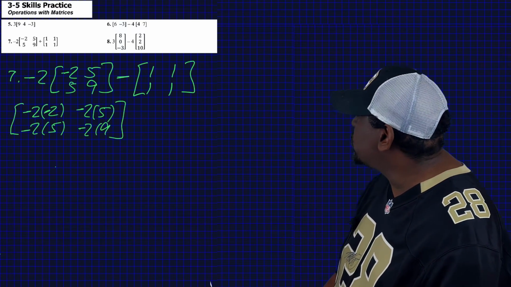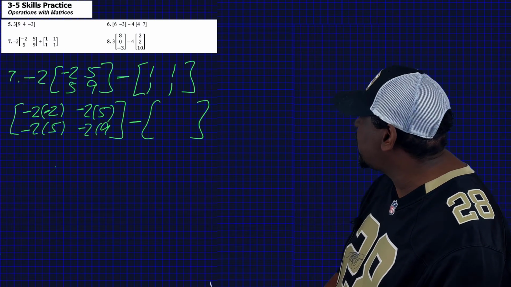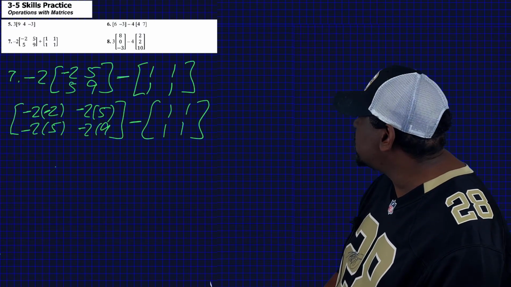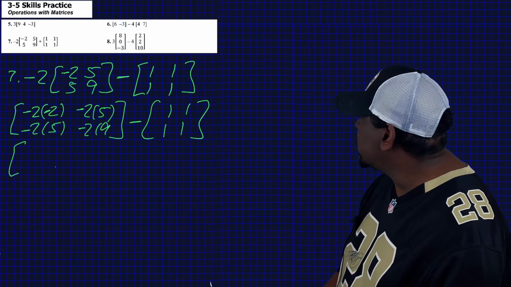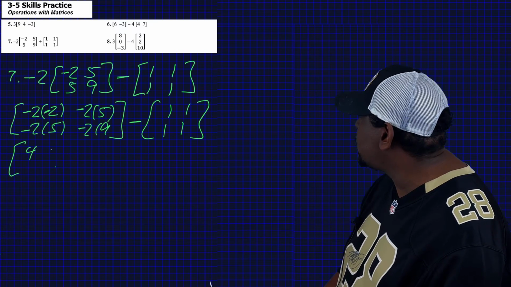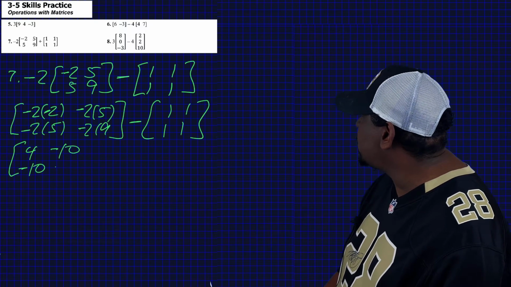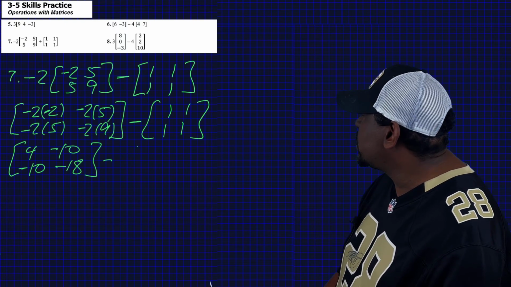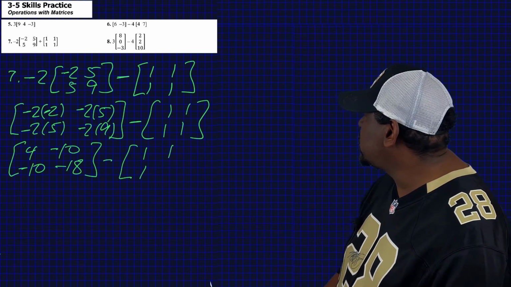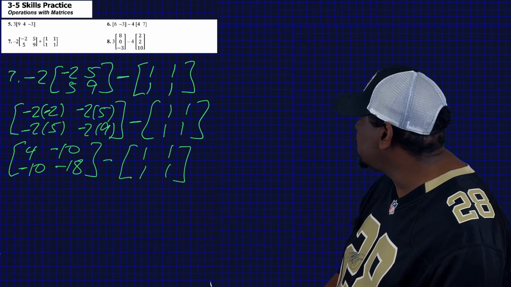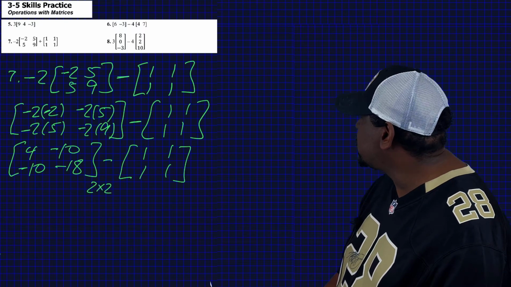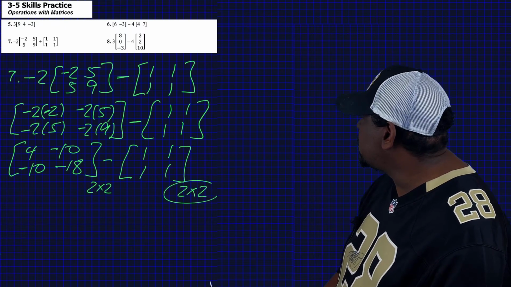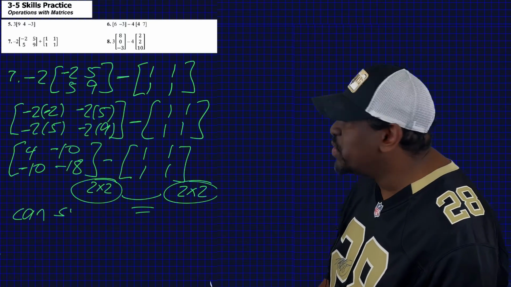So the first step is we distribute that negative 2, that's the scalar, into all 4 quantities of the first matrix. And we will get negative 2 times negative 2, negative 2 times 5, negative 2 times 5, and negative 2 times 9. So we'll do that, we multiply each of those, and we end up with 4, negative 10, negative 10, and negative 18. The second matrix does not change. We want to check the dimensions. They're both 2 by 2.